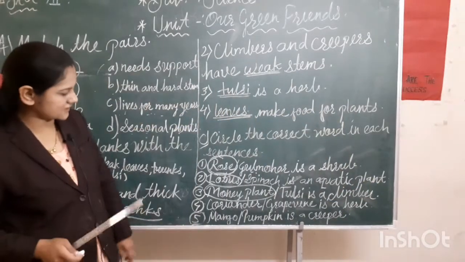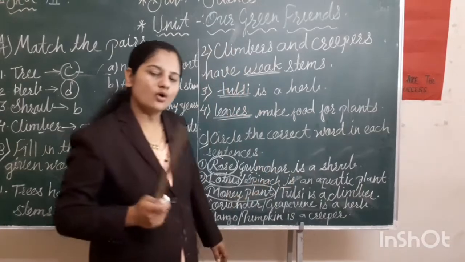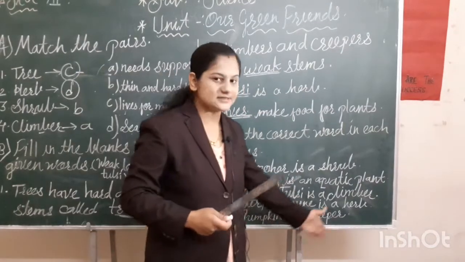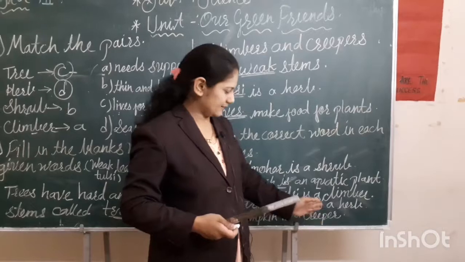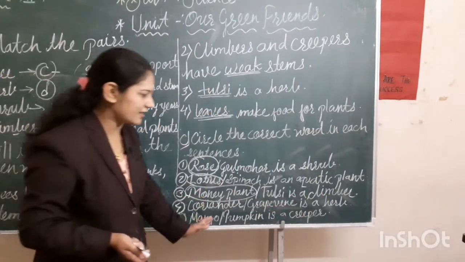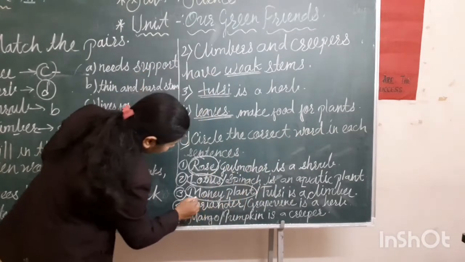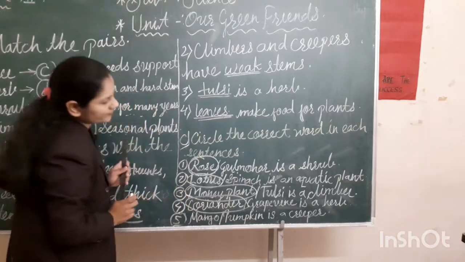Next, the fourth question is coriander or grapevine is a herb. Now, obviously grapevine needs support to grow, which means that will be the climber, and the remaining one, coriander, is a small plant. That's why that will be the herb. So, coriander is the herb.